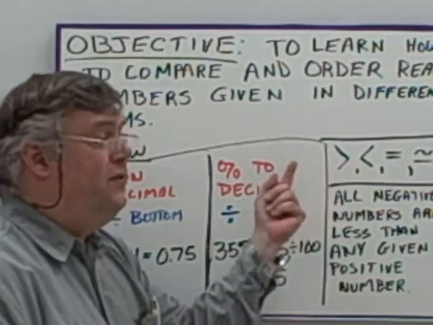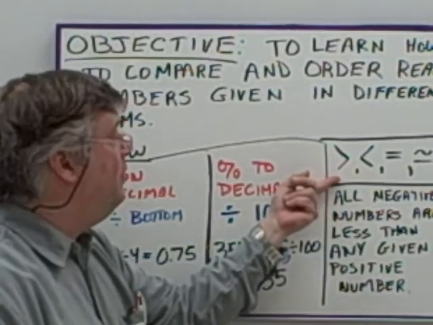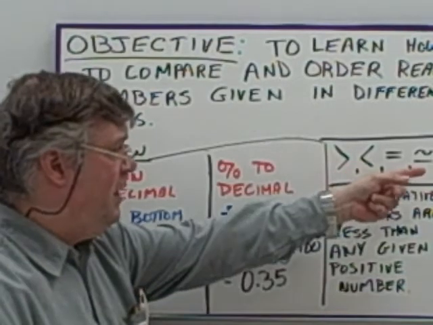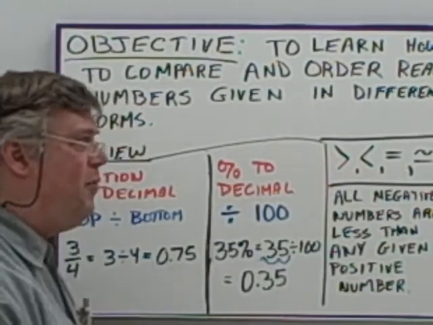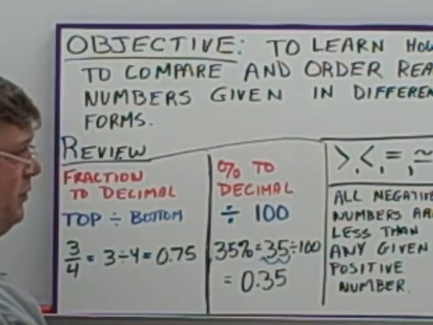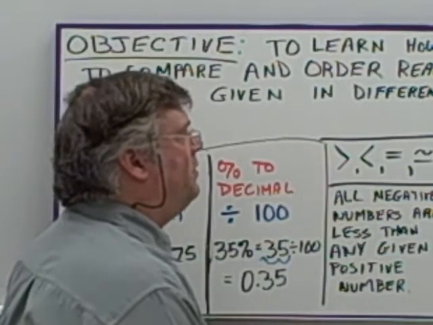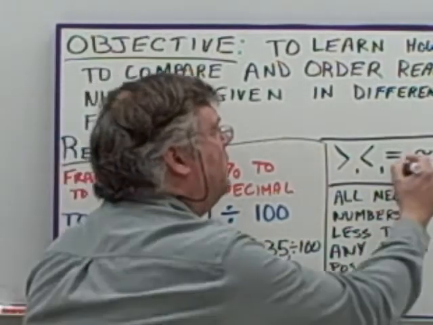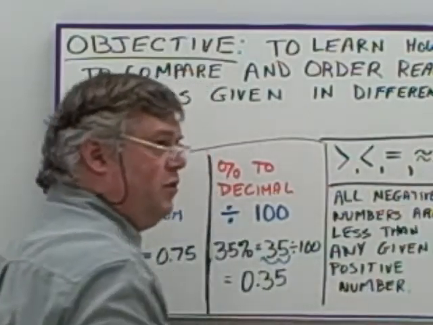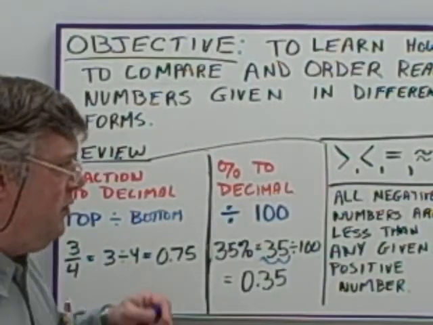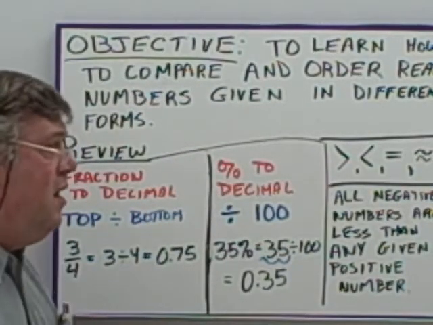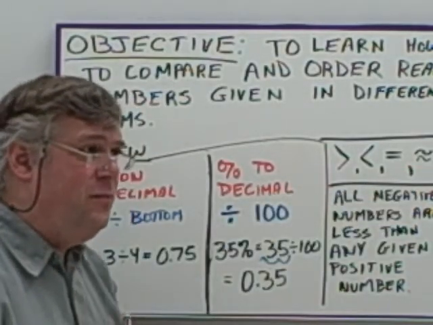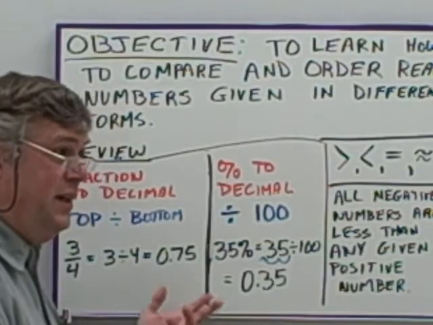We also need to review these symbols here: the greater than symbol, the less than symbol, the equal symbol, which should be obvious, and this symbol here is the approximately equal to sign. Now, that's the way I write it. Our textbook writes it with 2 squiggles rather than 1 squiggle and a straight line, so you may see it both ways. I don't like this particular symbol because it looks too much like the congruent symbol that's used later on in geometry.